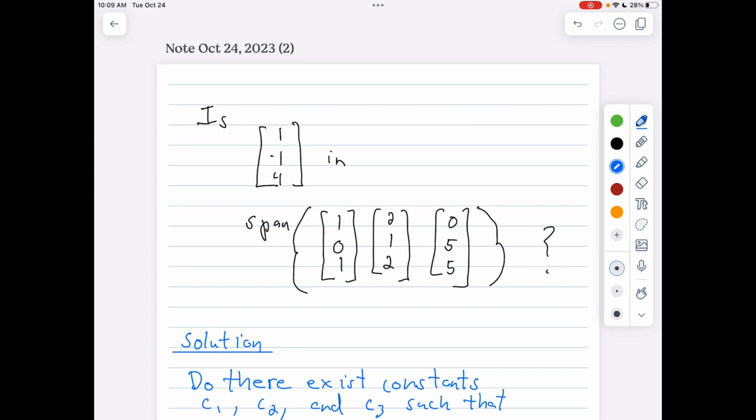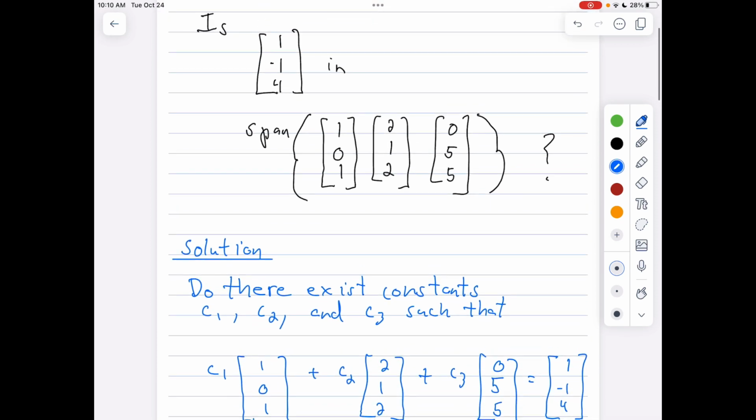All right, hello everyone. So we have a linear algebra question. Is the vector (1, -1, 4), reading down as a column, in the span of the set (1, 0, 1), (2, 1, 2), (0, 5, 5)? Okay.